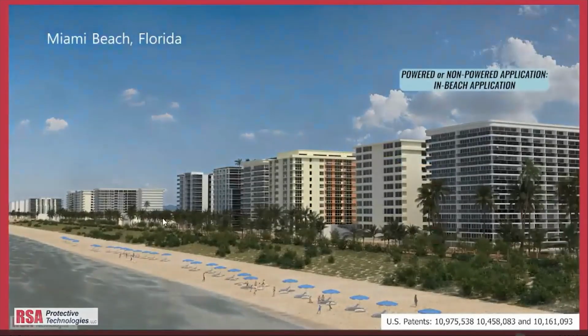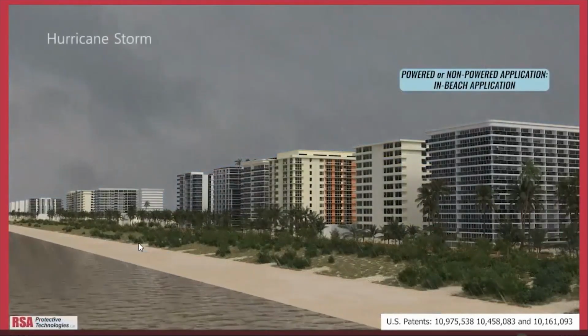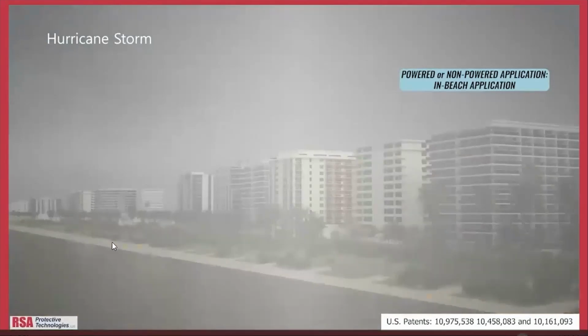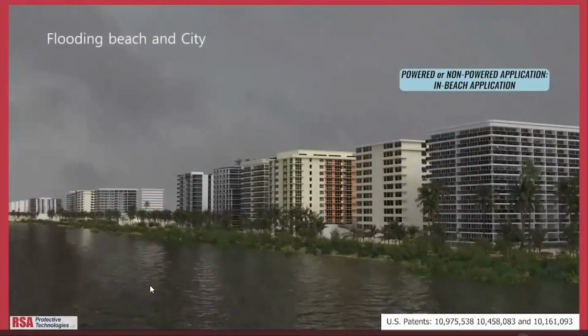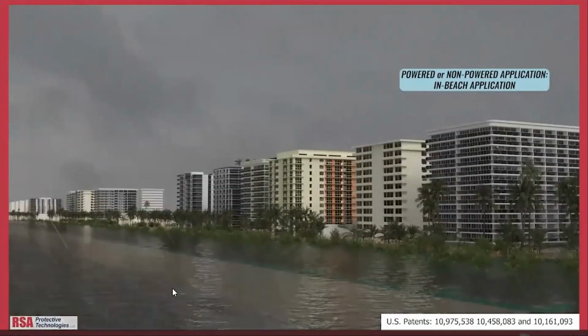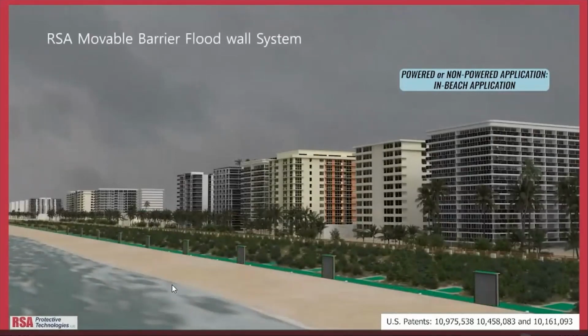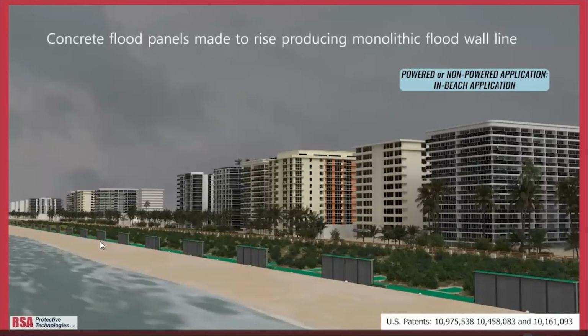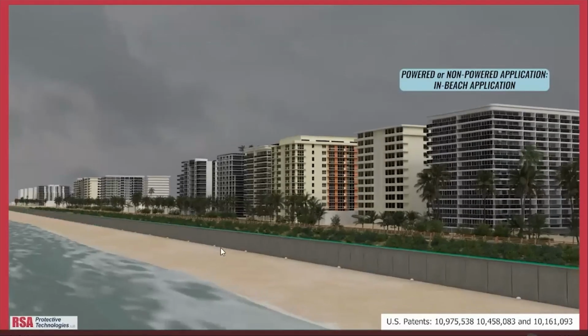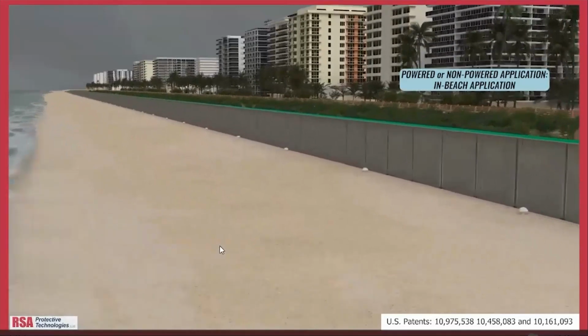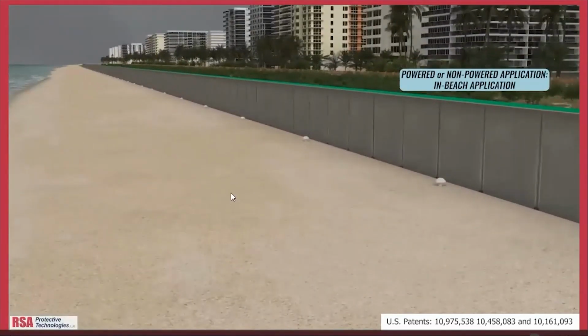Now here's a typical application for a beach location. Happens to be Miami Beach location where we got flood water coming up the beach and into the buildings. This is the RSA system installed on the beach, not on the boardwalk. So it protects all the vegetation and the boardwalk without interfering with any of the structure there. So this is actually buried in the beach and raises up from there.